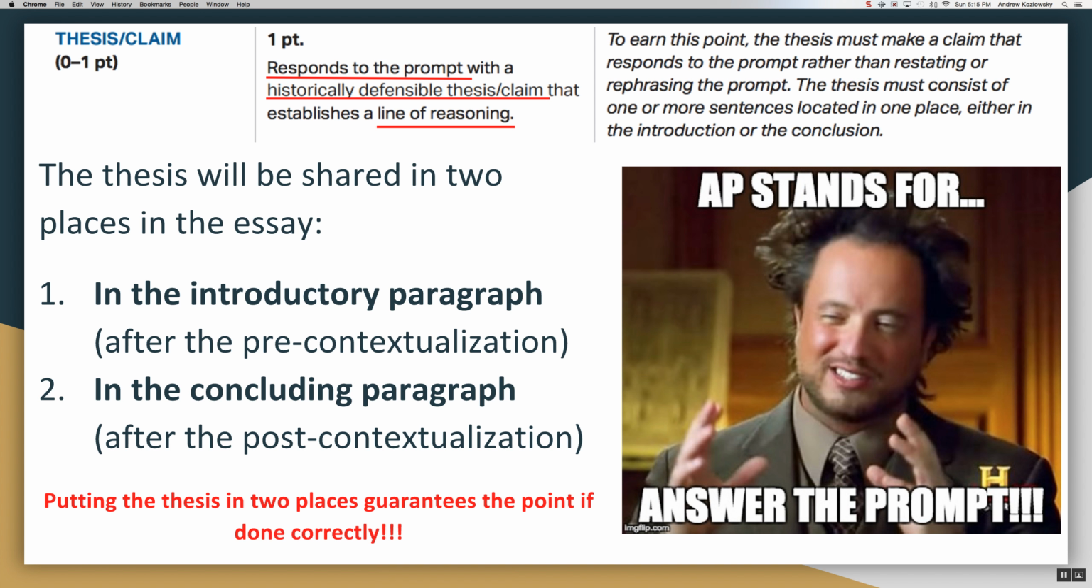Okay, that's your line of reasoning. Okay, so that's why it's going beyond a simple claim. You have to actually support it with a line of reasoning. You're not going to include evidence yet. That's going to be in the body paragraph, but at least you have to include your line of reasoning.